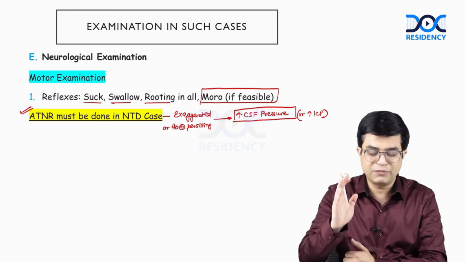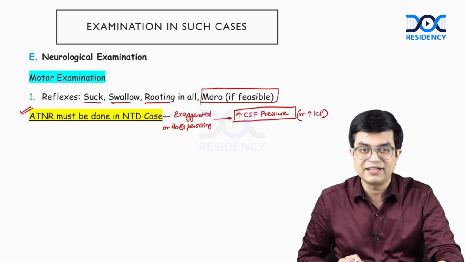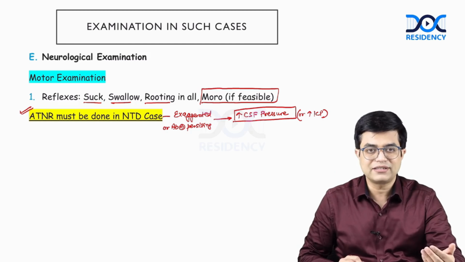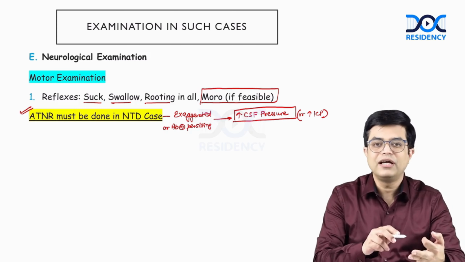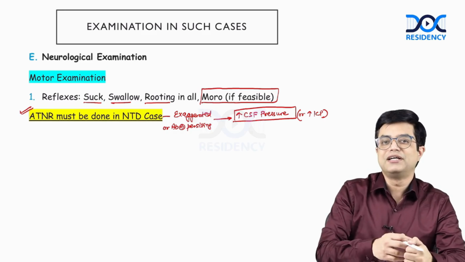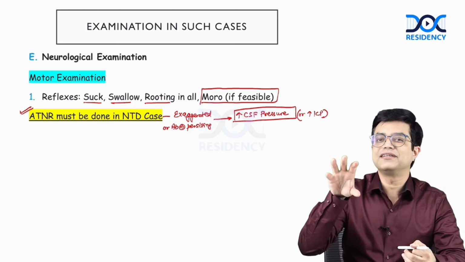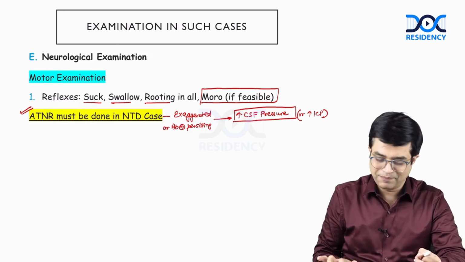So ATNR must be done in a neural tube defect case. The examiner will specifically ask you, did you do the ATNR or not? And the moment you say, yes, I did it, immediately the examiner will ask you, why did you do it? How do you do it? And the interpretation. And there, the more answers you give, the closer you are going to passing, not the entire practical, but this case, you are getting the passing marks.